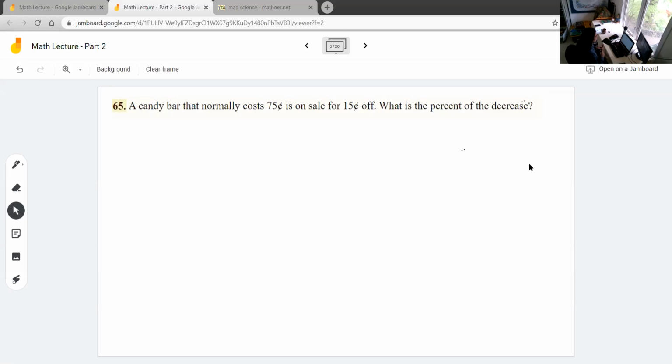So let's talk about finding the percent. Unsurprisingly, we're doing things backwards. So if going forwards was multiplying, what do you think going backwards will be doing? Division. So a candy bar normally costs 75 cents. It's on sale for 15 cents off. What's the percent? We're going to have a formula about this, but let's think about it before I give away the formula. Am I doing 75 divided by 15 or 15 divided by 75? Which makes more sense? Why does one make more sense?